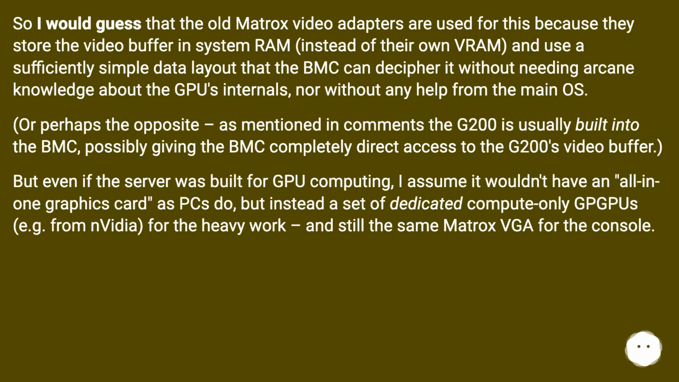So I would guess that the old Matrox video adapters are used for this because they store the video buffer in system RAM, instead of their own VRAM, and use a sufficiently simple data layout that the BMC can decipher it without needing arcane knowledge about the GPU's internals, nor any help from the main OS. Or perhaps the opposite, as mentioned in comments, the G200 is usually built into the BMC, possibly giving the BMC completely direct access to the G200's video buffer.